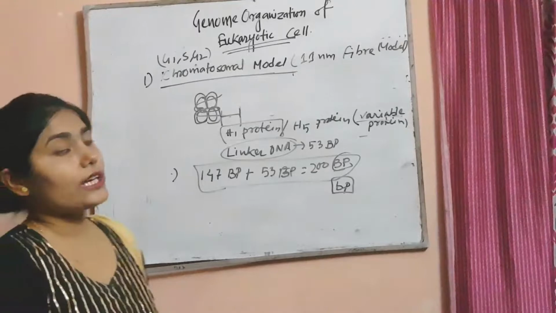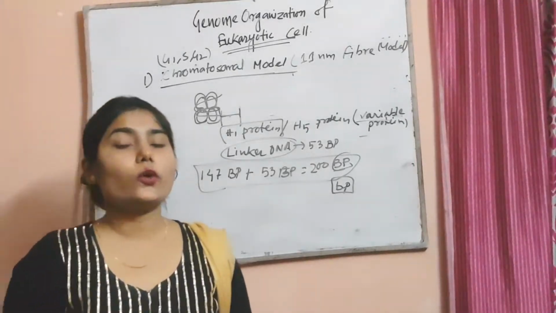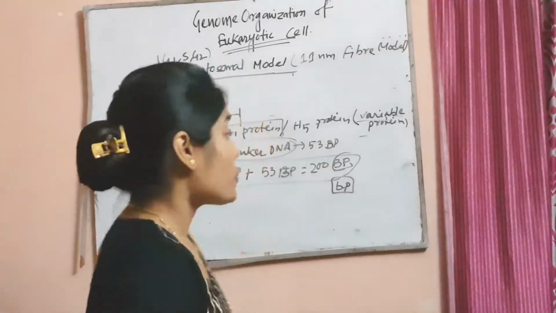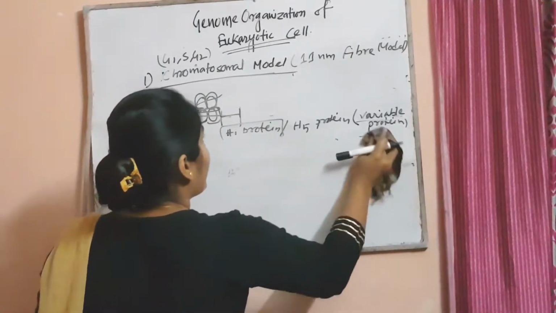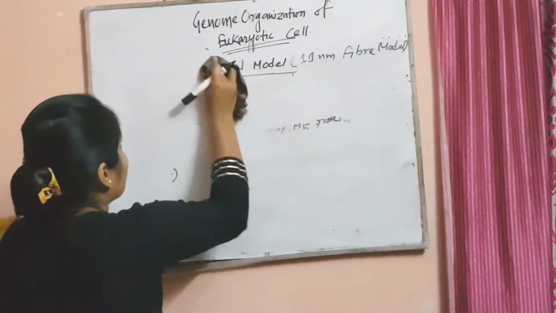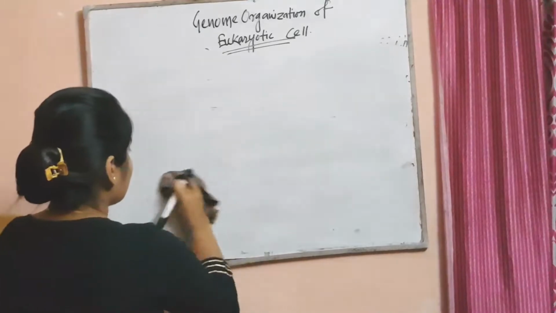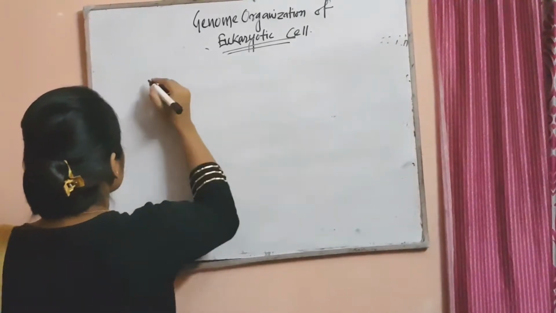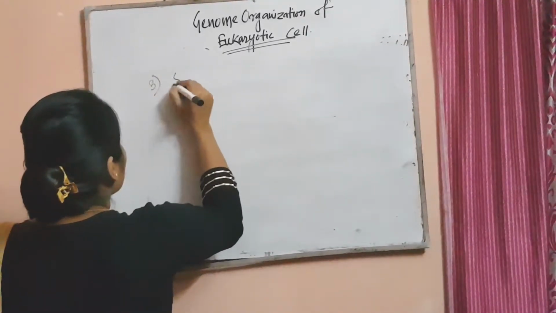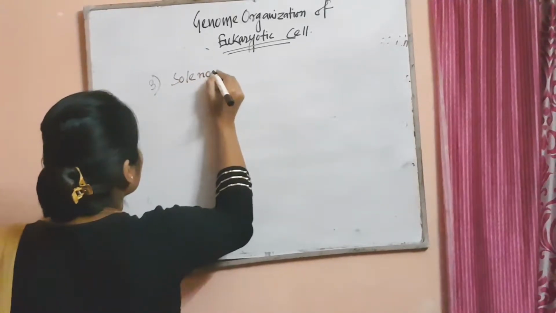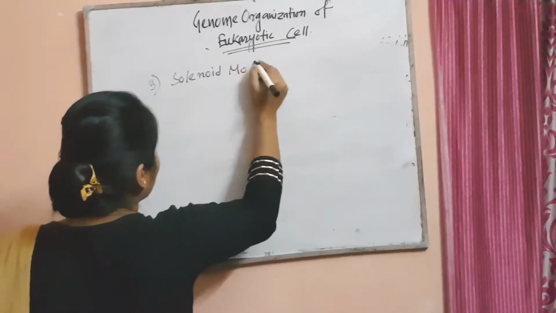And the next compaction which is present is known as the solenoid model. So the next physical level of genome organization is the solenoid model. So the next one is the solenoid model.